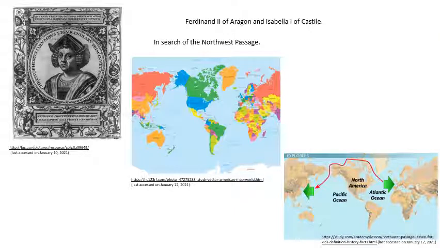His expeditions across the Atlantic Ocean were sponsored by the Spanish monarchs Ferdinand II of Aragon and Isabella I of Castile. These monarchs and the Spanish wanted to be the first to discover the Northwest Passage.